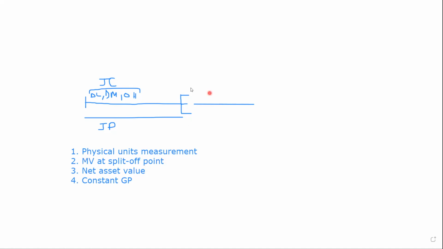Market value at split off point would be, if you can sell the product as is in an external market, then there is a price for it, so you can use that. Physical units measurement is used if the products have the same units, all kilograms, all liters, all meters, whatever it is. In some questions, three of them can be applicable, so then you must have a look at what the company policy is. Some questions can use physical, market value, and net asset value, so then you can choose. The question will tell you which one to use based on company policy.